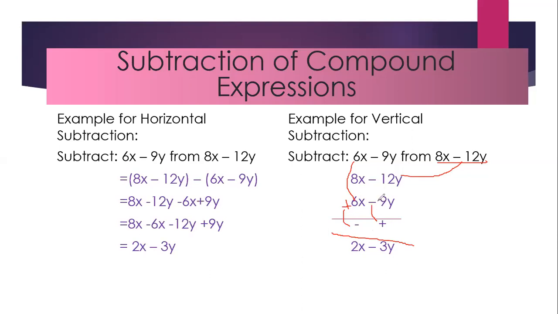Okay. In the vertical subtraction, step number 1 is just copy down the expression. Number 2, just change the sign and just do the subtraction. So 8 minus 6, 8 minus 6. Now just forget these signs which are written with the second terms. Now the signs are converted over here. 8 minus 6 is 2x. And 12 minus 9 is 3y.